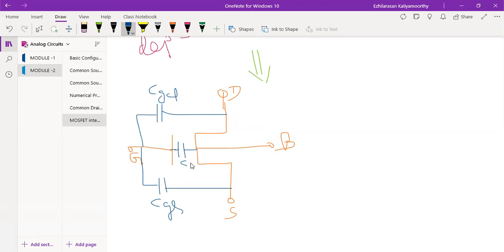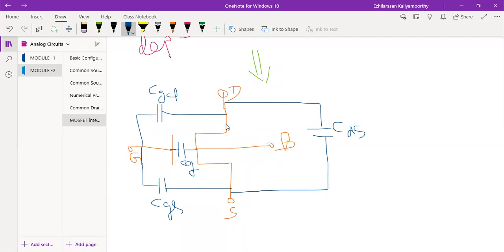So this capacitance is nothing but CG capacitance, that is gate capacitance. Okay. Next we can see what is the capacitance will be there. From here, this is D, then pointed to S. So this is the capacitance CDS, the capacitance between D and S.